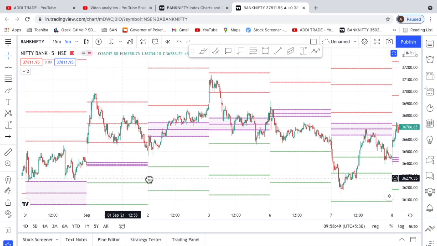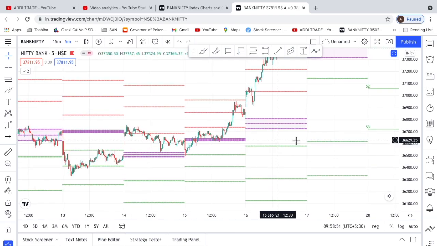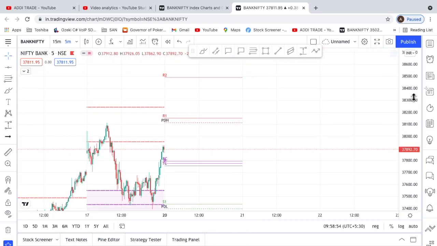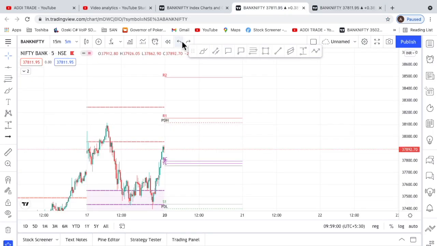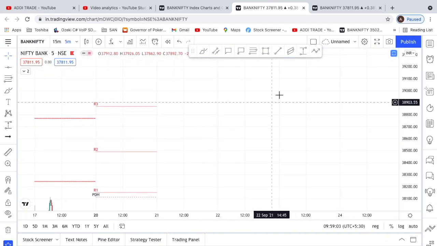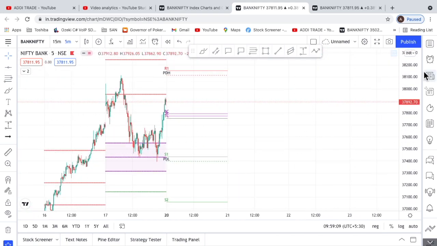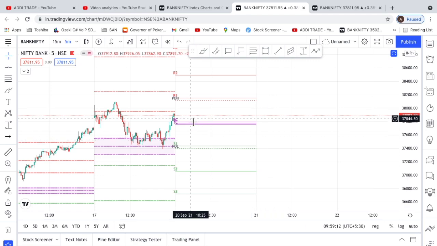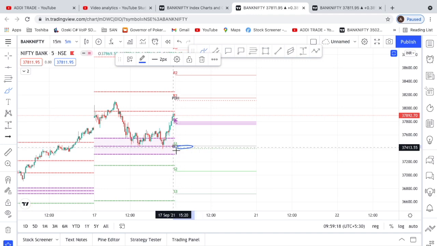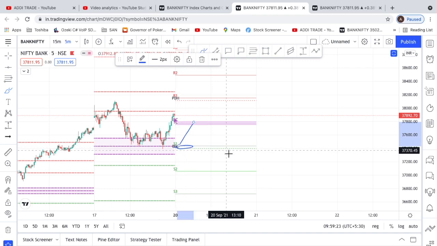And wherever we enter, the stop loss will be the pivot point. Now say for example, for tomorrow, Monday, assume we get a gap down, we get a support over here and start reversing back. I enter a 37,400 call or 500 call. My stop loss will be the S1 line. If any candle goes and closes below it, in that case we will have to take the stop loss.